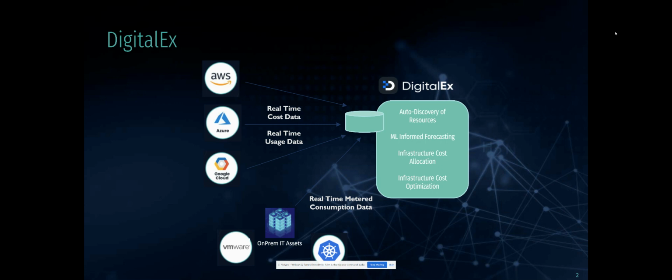So they typically have some mix of public and private cloud assets. From a public cloud perspective, there's typically some mix of Amazon, Microsoft Azure, and GCP. From a private cloud on-prem perspective, typically some mix of VMware and Kubernetes. And essentially, where DigitalEx fits is we sit on top of that infrastructure and we collect real-time cost data and usage data, all of which gets routed into our data lake.